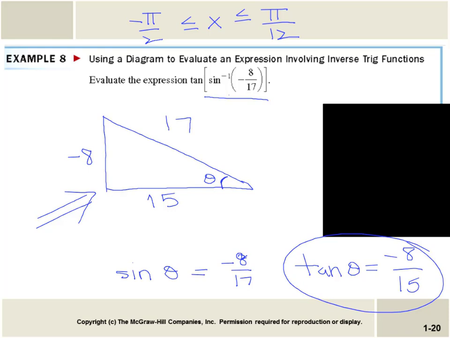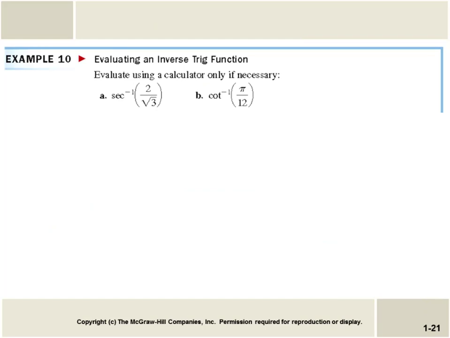Everybody's good? Okay. I don't know what's next, Zachary, but you're in. Oh, we're not going to do this one because we need a calculator. But we don't need a calculator for A. You want to do it, Zachary? Is it Zach or Zachary? Which do you prefer? Okay. I'll call you Zach then. I prefer short.